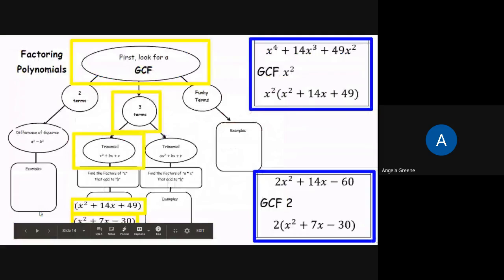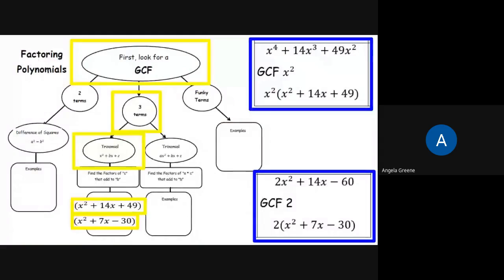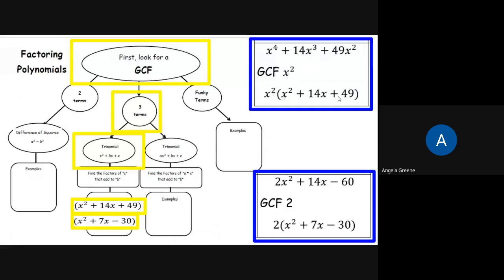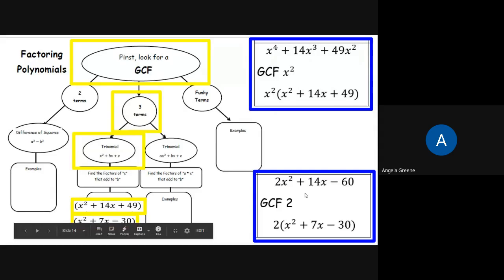So now the next step. In these two examples, the first one I had a GCF of x squared. So when I factor out an x squared, notice inside my parentheses how I have an x squared plus a 14x plus a 49. And then in this example, 2x squared plus 14x minus 60, notice how I had a GCF of 2.